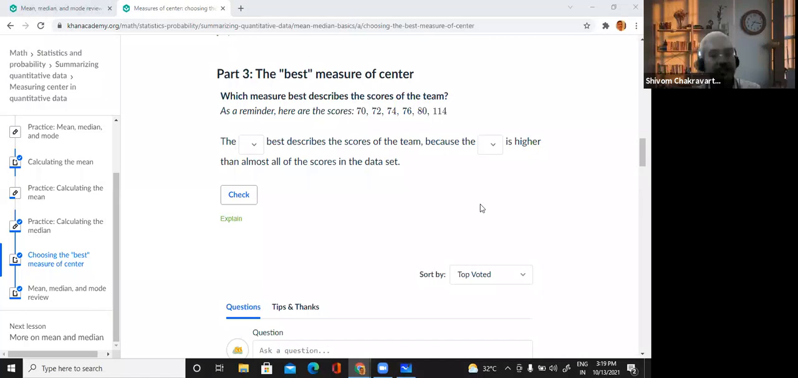It's pretty... a cricket team of 11 people. 114, because it's the largest value. Okay. Any other answers in the project?